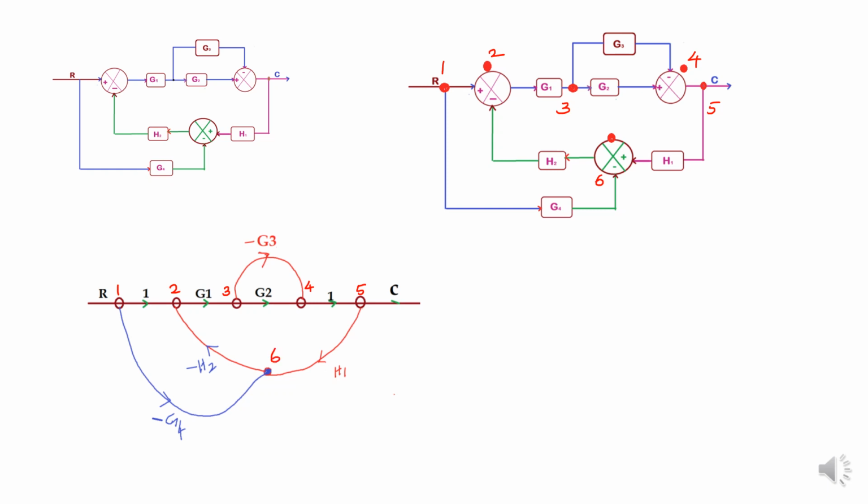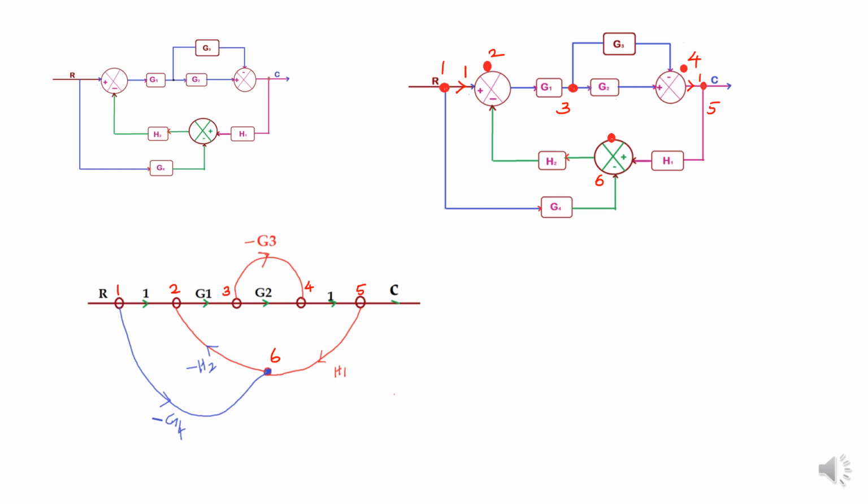See, between node number 1 and 2 there is no gain, so put 1. Between 2 and 3 the gain is G1. Between 3 and 4, the gain is G2. 4 and 5, there is no gain, so take 1. From 3 and 4, that is the gain minus G3, because G3 is connected to the negative terminal of the summing point. And then 5 and 6.